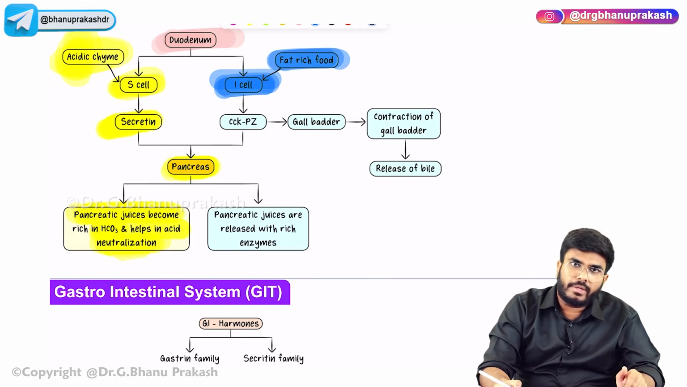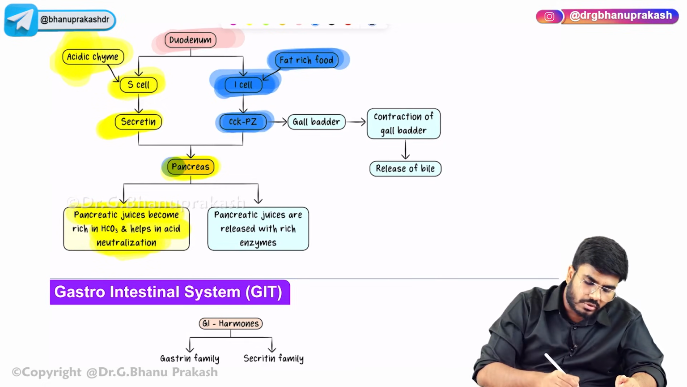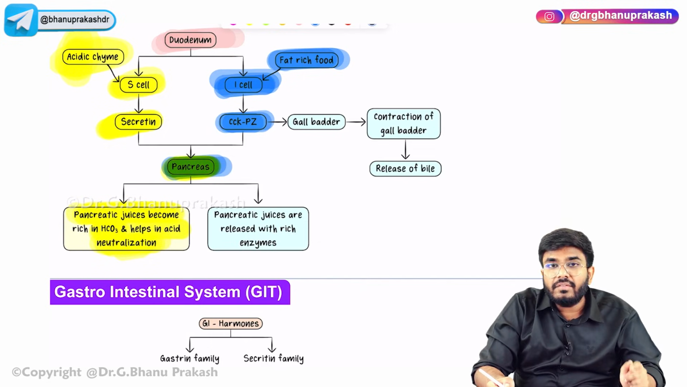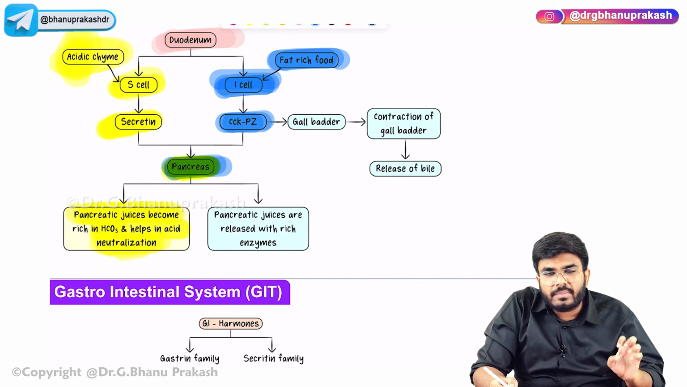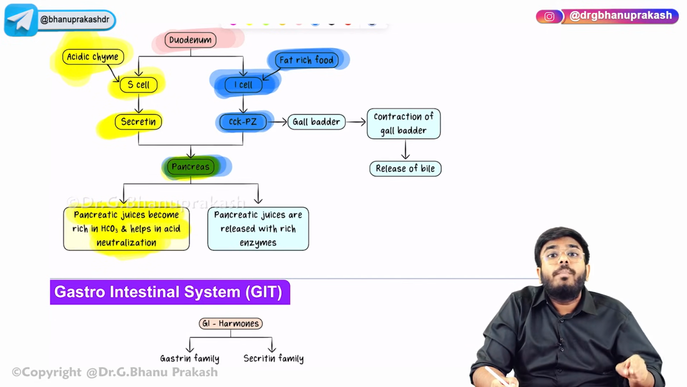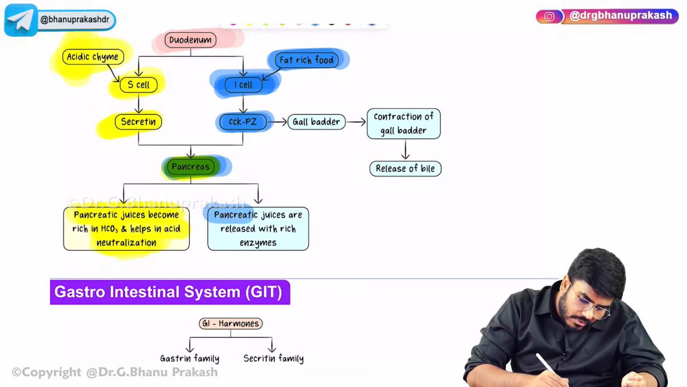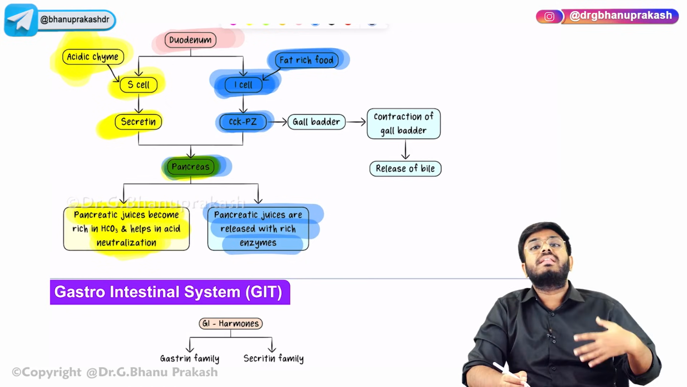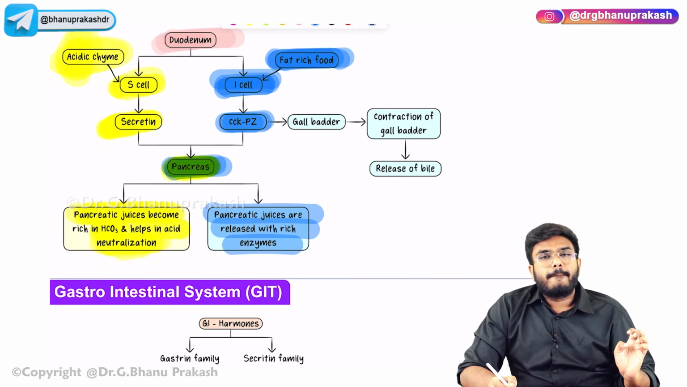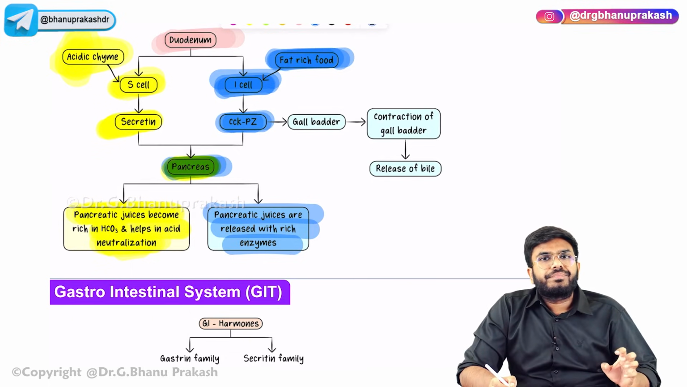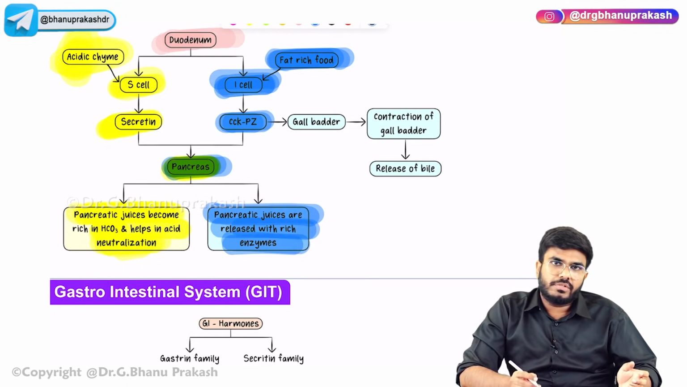stimulate the I cells in the duodenum. What will the I cells release? Cholecystokinin and pancreozymin. This cholecystokinin and pancreozymin acts on the pancreas, and the pancreas is going to release enzyme-rich pancreatic juices. So pancreatic juices are released rich with enzymes because you are eating fat. The fat needs to be digested, so the pancreatic juices become rich with digestive enzymes.